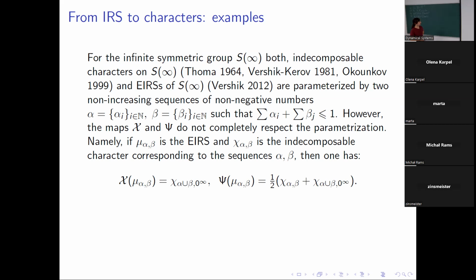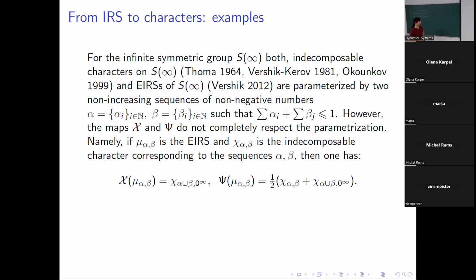We have naturally parameterized ergodic invariant random subgroups for each sequence alpha, beta. We have a new alpha beta, the corresponding measure on the space of groups, and also the corresponding character chi alpha beta. It turns out that the map capital Chi defined before maps the ergodic invariant random subgroup corresponding to alpha beta to a character chi which has parameters alpha union beta and 0. So not to the character chi alpha beta as expected.